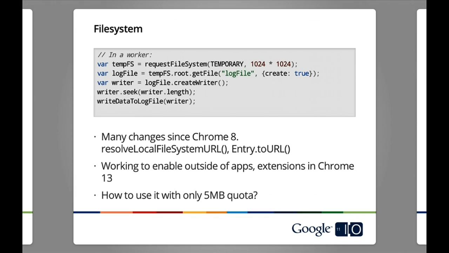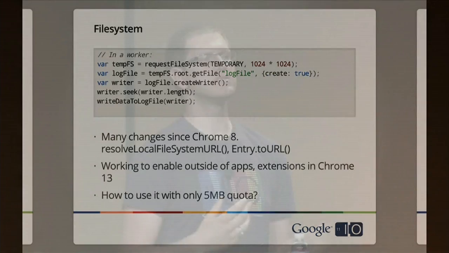But we've gotten feedback that there are a lot of people who don't want to have to get users to install a Chrome application or a Chrome extension just so that they can use this API. So we're working to make this available outside of apps and extensions. We're hoping to have this working on Dev Channel by the end of the month. So in Chrome 13, we are going to enable this API outside of apps and extensions. So that's one big change.